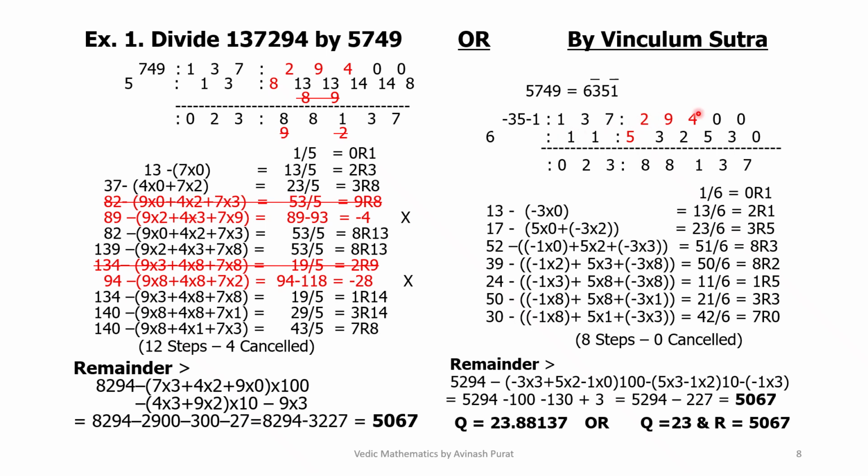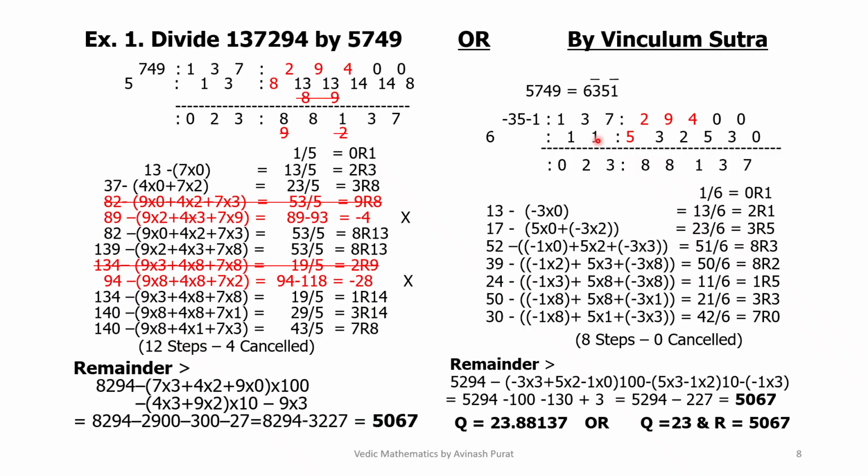Again 294 is after the decimal point. So 1 divided by 6 is 0, so 0 quotient and 1 is the remainder. 13 is the next dividend, minus 3 into 0. That is, 13 divided by 6, quotient is 2 and remainder is 1.